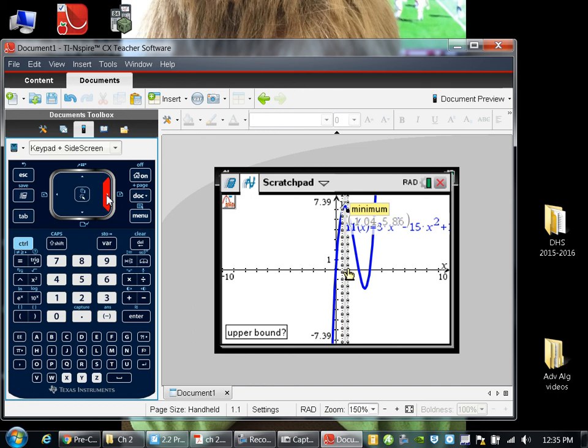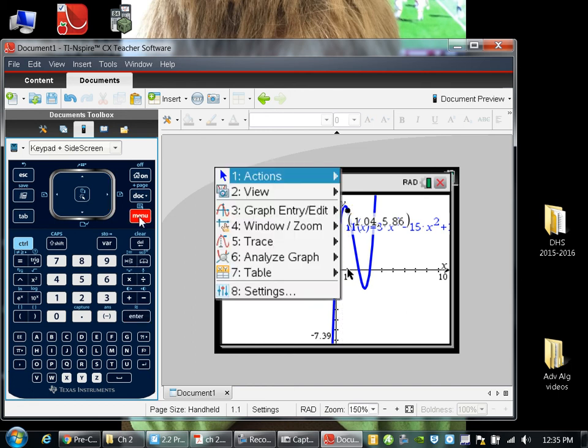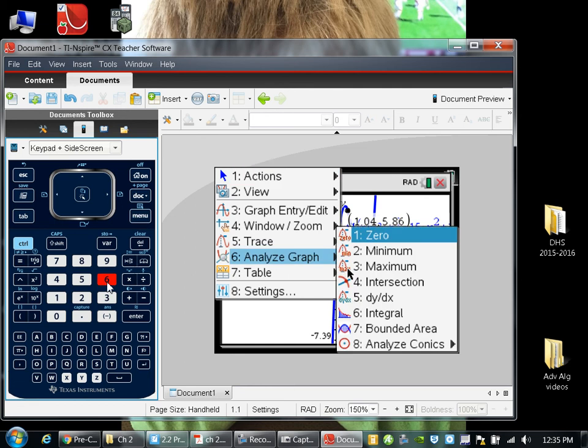Oh, did I hit minimum? Yeah, I apologize. I hit the wrong value on that one. So let me go back to my menu and hit analyze again. Do we do this twice to find both of them? Yeah, you'll find the minimum, you find the maximum. Well, one of them is a maximum, the other one is a minimum.